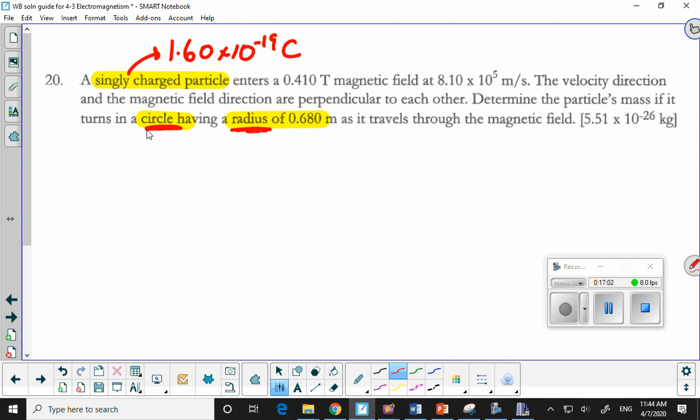When it goes into an electric field, it's going to go into a parabolic trajectory. So remember, this is a circle. Because that's true, the magnetic force that's being applied to it is equal to the centripetal force, Fc. So anytime it's going in circular motion because of a magnetic field, we can assume that Fm equals Fc. When are you going to know you have to use that? Again, your keys are, it's going to say circle, it's going to say radius.